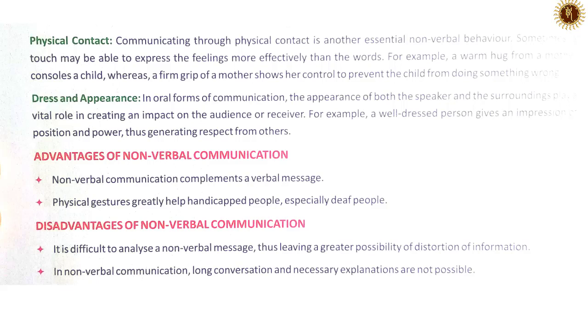Dress and appearance. In oral forms of communication, the appearance of both the speaker and the surroundings play a vital role in creating an impact on the audience. For example, a well-dressed person gives an impression of position and power, thus generating respect from others. So these were the elements of non-verbal communication.